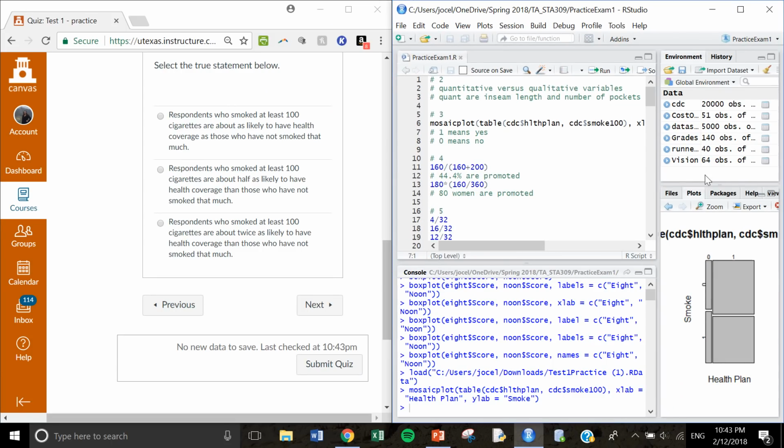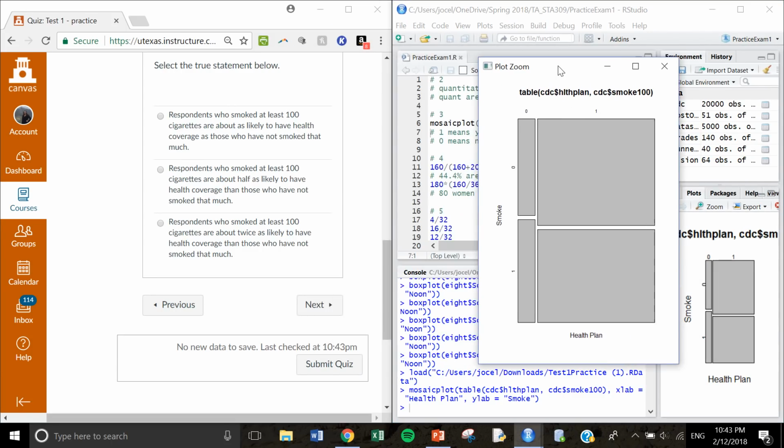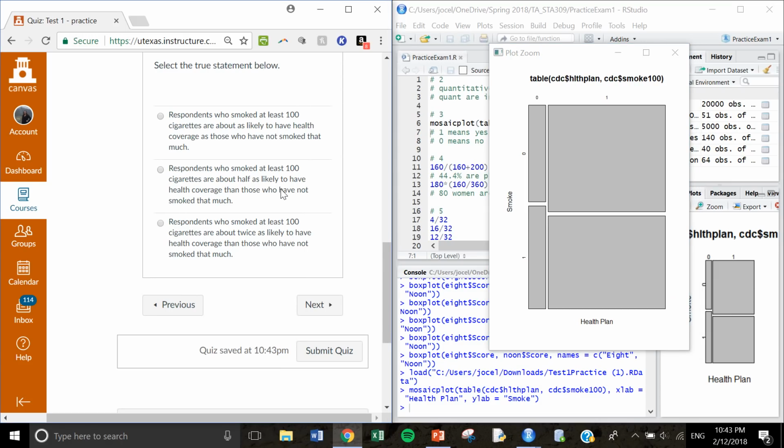So now let's look at the answer choices. You can hit on R to pull this up. So we're comparing respondents who smoked at least 100 cigarettes versus ones that have not smoked 100 cigarettes. So we're comparing smokers to non-smokers, and we're comparing their health coverage. So smokers, about probably 90% have a health plan, 10% don't have a health plan. And then looking at people who have not smoked, which is this whole section, the same thing, about 90% have a health plan, about 10% don't have a health plan.